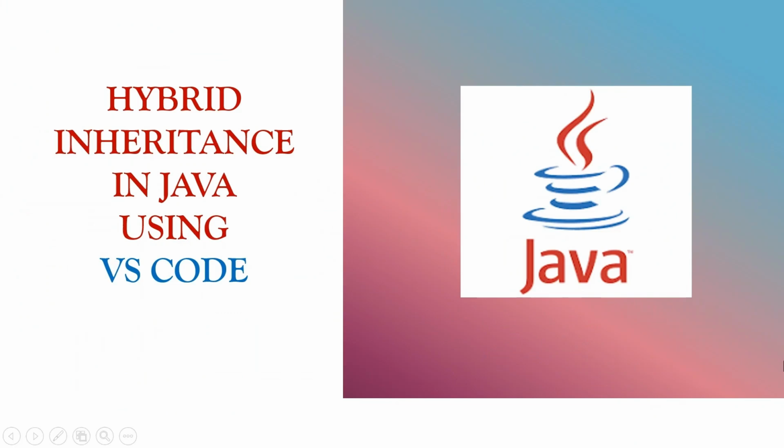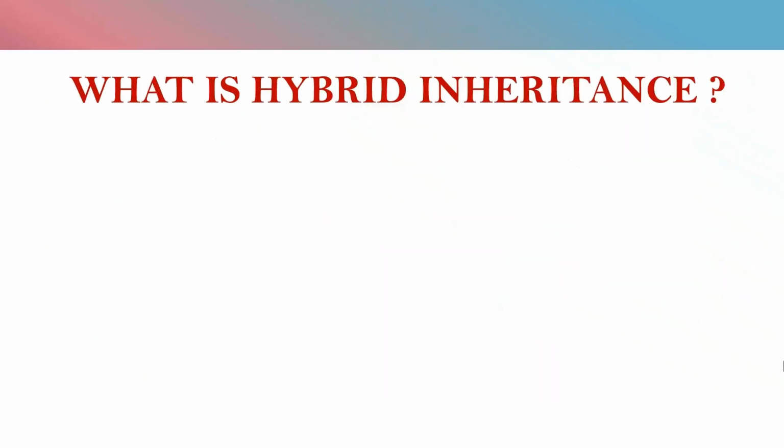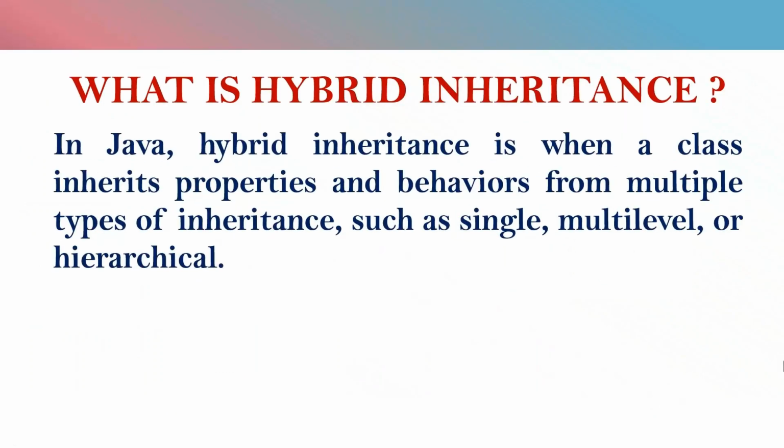Today I will explain to you about hybrid inheritance in Java using VS Code. What is hybrid inheritance? In Java, hybrid inheritance is when a class inherits properties and behaviors, meaning methods, from multiple types of inheritance, such as single, multi-level, or hierarchical inheritance. So it's a combination of more than one type of inheritance. It could be single with multi-level, or multi-level with hierarchical, or all three combinations. That is called hybrid inheritance.